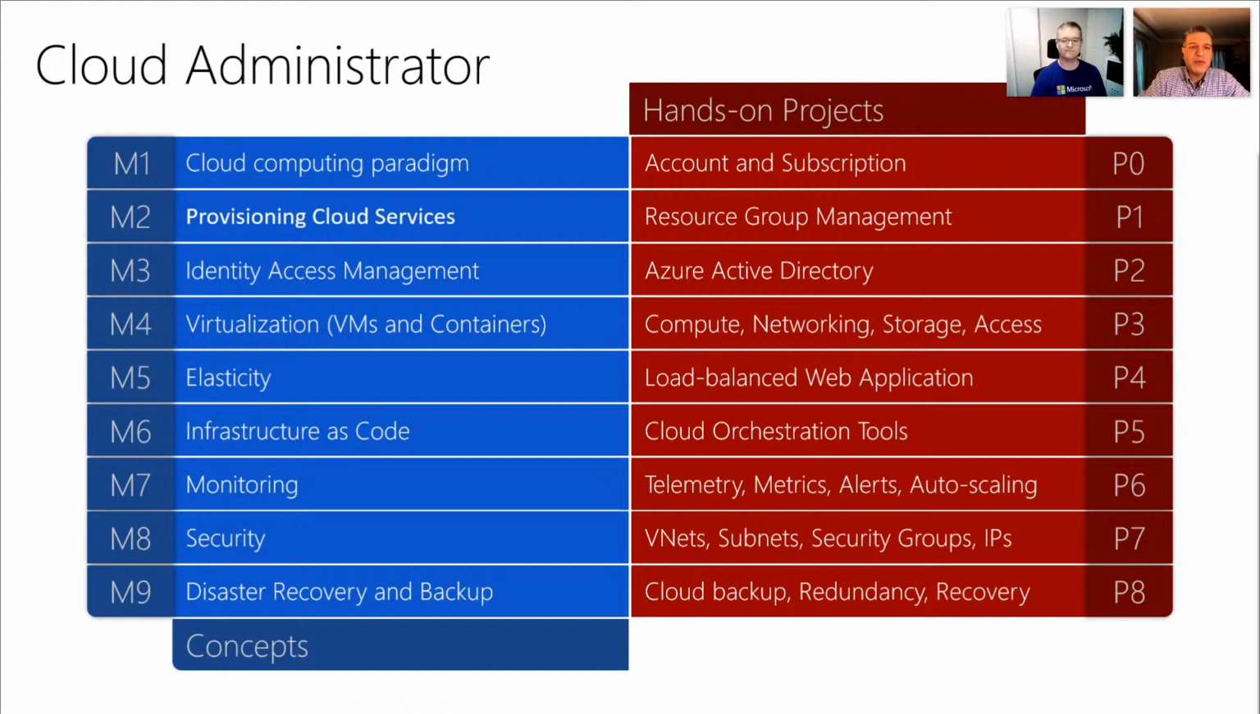So the M1 through M9 are the modules, and the P0 through P8 are the hands-on projects, where P0 is not necessarily a graded project where we just get people started. So the idea here is, just like when you asked me earlier, what does it take to become an administrator?